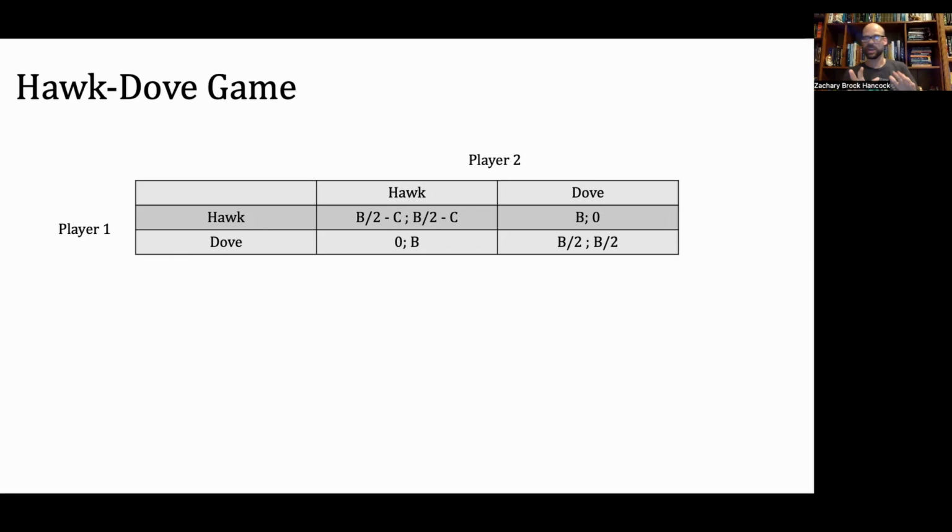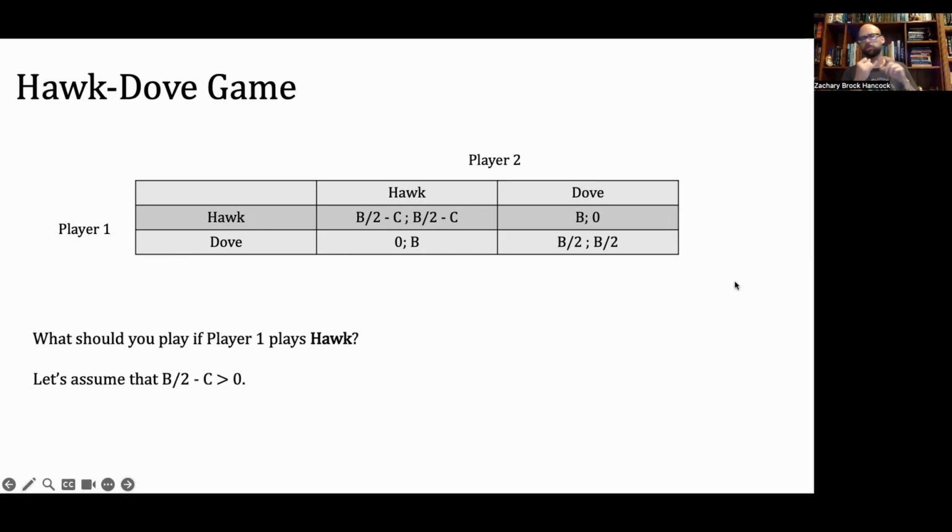Now that we know the rules of the game, let's see if we can figure out what's the best strategy to play. So if player 1 plays hawk, what should player 2 play? Importantly, the information that we need to know what the rational choice is whether b over 2 minus c is greater than or less than 0. That is, is the cost to fighting greater than the benefit that you would get from fighting? Let's assume in this case that half of the benefit minus the cost is still greater than 0. Hence, what should player 2 play?